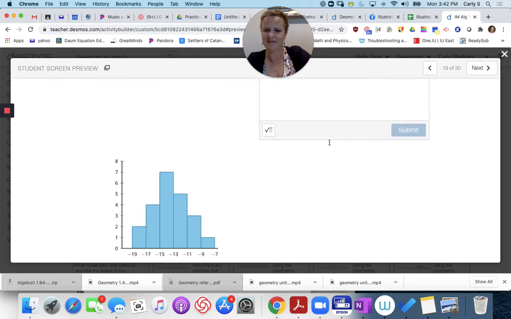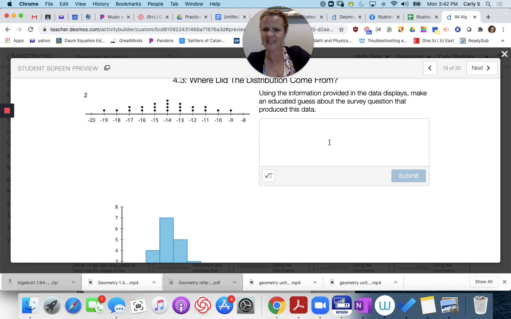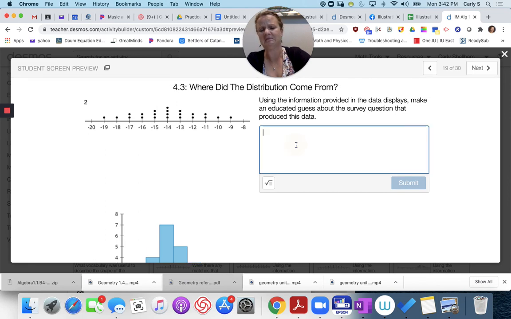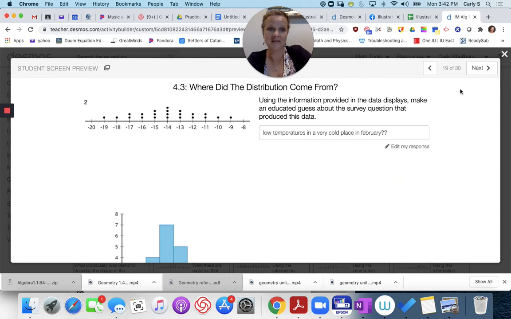What about this one? I've got -19 to -9. Low temperatures in a very cold place in February. Makes sense.